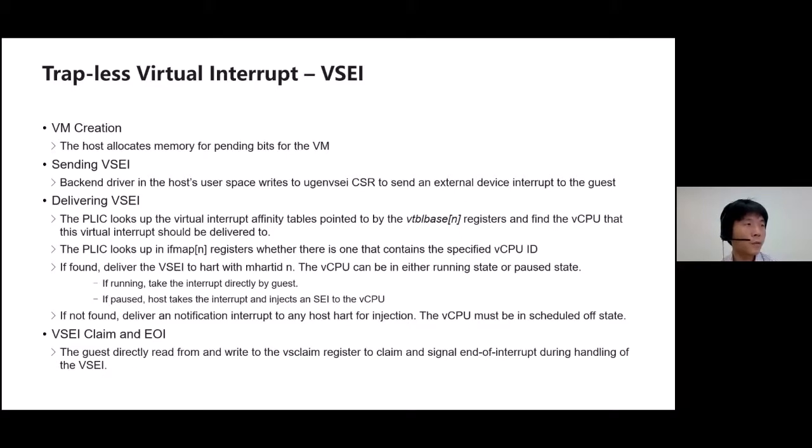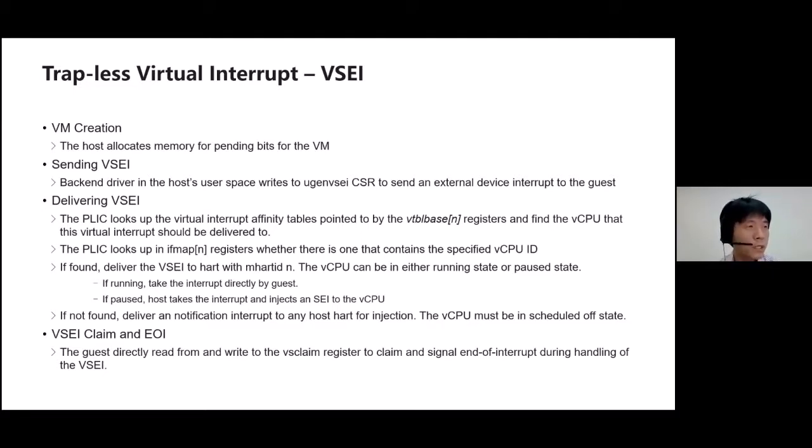Next, the PLIC performs similar tasks when it's looking for a particular vCPU for the software generated interrupt, because this kind of interrupt also resembles the software generated interrupt, because it happens between harts. So the PLIC looks up the IFMAP registers to see if there's a matching vCPU ID. If there is, it delivers the virtual interrupt to that particular hart. If the vCPU is running, it takes the interrupt directly. If it's not, the host takes the interrupt and injects an SEI to the vCPU. If not found, a notification interrupt is delivered to the host.